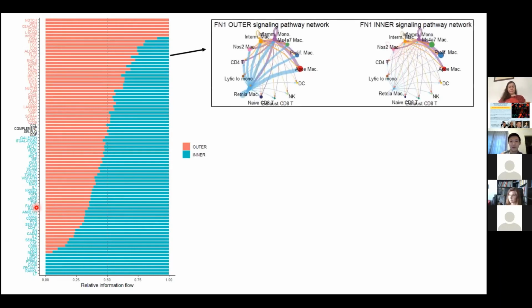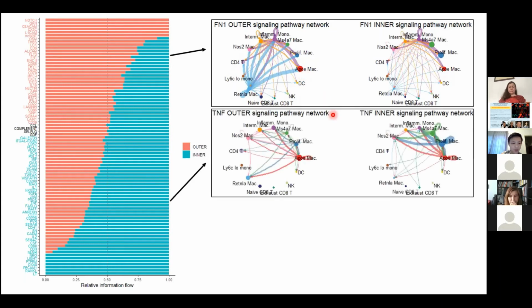Let's pull out the fibronectin network and see it for the outer versus inner. You can see these inflammatory monocytes are one of the senders for this pathway, implying they lay down fibronectin, which is received by integrin receptors on other cell types. But then in the outer area of the tumor, you can see this retinal macrophage population pops up. They're major producers of fibronectin, and as predicted here, they communicate with all these other cell types.